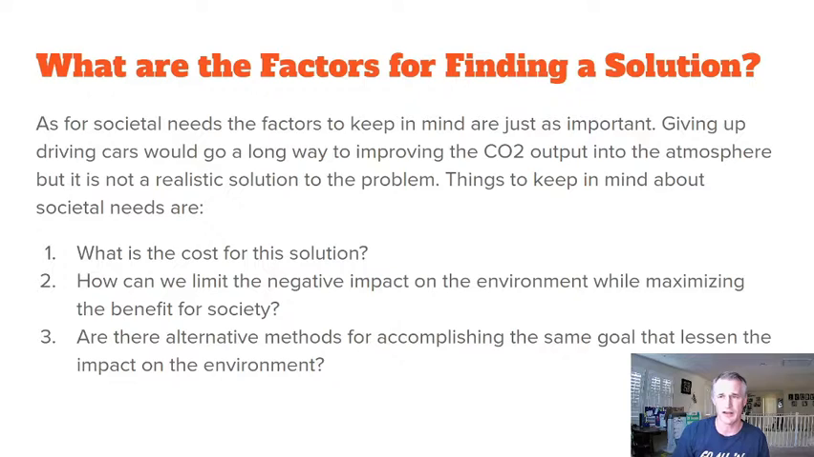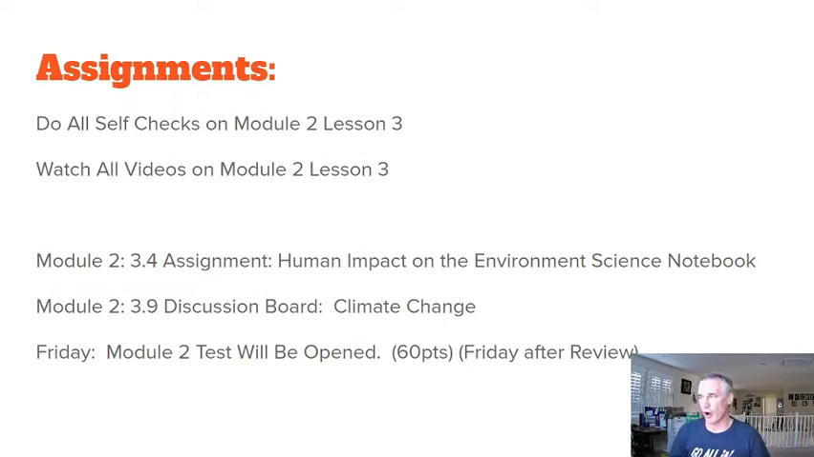So we have to ask questions like, what is the cost for this solution? Is it going to cost us too much, either financially, in money costs, but also environmental costs? How can we limit the negative impact on the environment while maximizing the benefit for society? We have to consider both of those. It would be great to have this road between Las Vegas and Phoenix, but at what cost, and how can we minimize the negative impact it might have? And are there alternative methods for accomplishing the same goal that might lessen the impact? We have to consider all of these different things, and they're all important. One's not necessarily more important than the other.